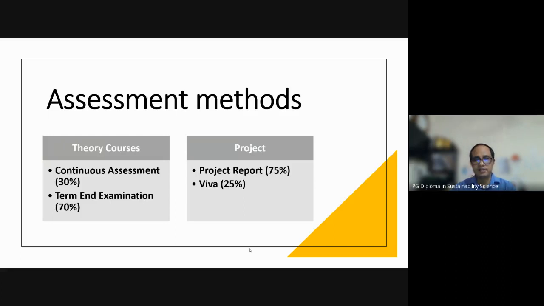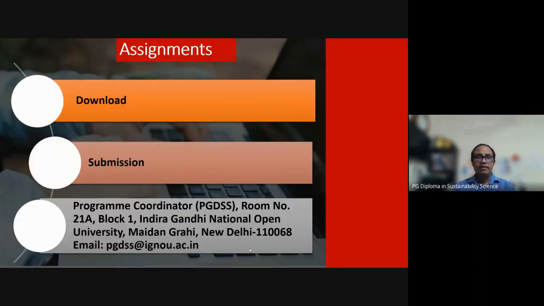Right. Assessment method. Here, your continuous assessment is 30%, which means assignment. The weightage of 30% is from assignment. Term end examination 70%. Then you have to complete the project report at the end. Project report 75%, paper 25%. Right. When it comes to assignment, you can download the assignment from our BIAS portal. Then you submit it. Now we are accepting handwritten scanned copies through email. The instruction is over there. I will show the instruction. It is already there in the BIAS portal.